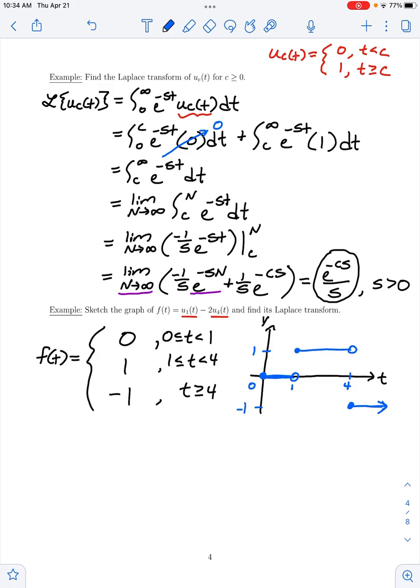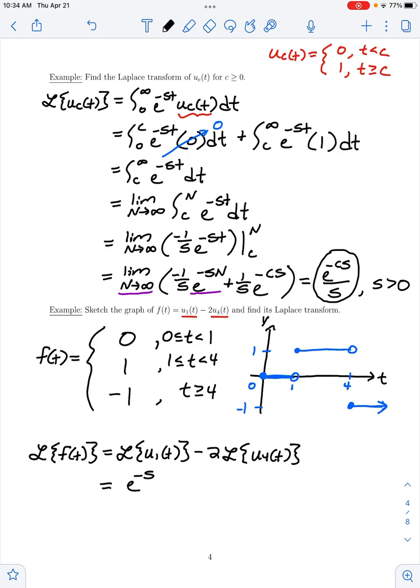So we have our graph, and now we're asked to find the Laplace transform of this function. So here, the Laplace transform of f of t, well, it's written in terms of the unit step function. And since the transform is linear, I can take the transform term by term for this function. And so using the new result that we just found, the Laplace transform of u1 is e to the negative 1s over s. And then I have minus 2 times the transform of u4, which would be e to the negative 4s over s, provided that s is positive.